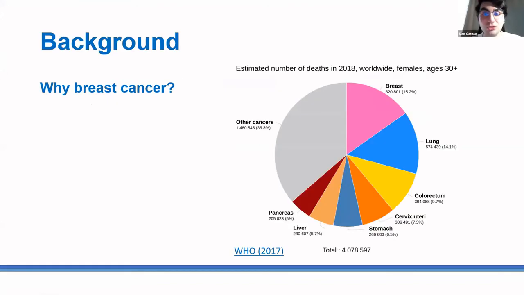Well, breast cancer is the most common cancer in women in the UK and the leading cause of cancer death in women worldwide. Working out which genes are associated with increased risk of breast cancer could help us understand its causes and provide new opportunities for screening and treatment.